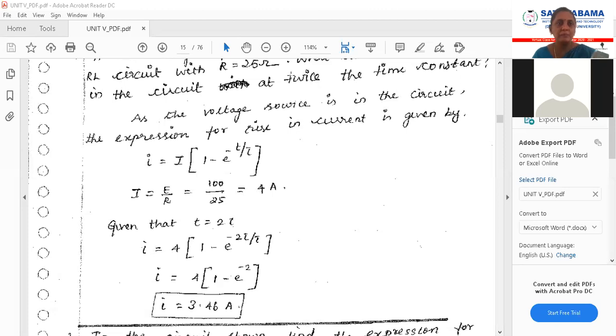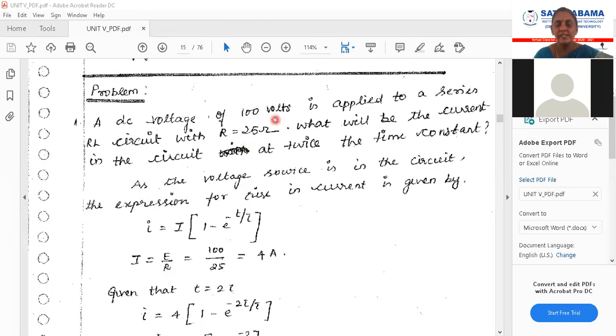See, a DC voltage, the transients problem will be similar to the derivation whatever we have done. If the circuit given in the question is the same as that of the derivation, you can directly take the final formula and apply it. But if the circuit is different from that of the derivation, then you have to derive completely.